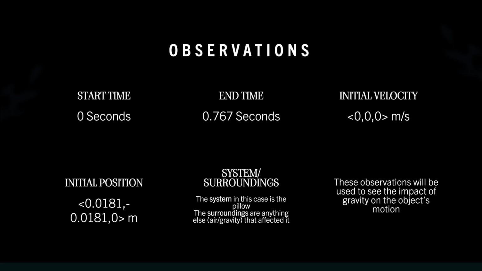Now, here are the observations that I used to tweak the code model. Start time 0 seconds, end time 0.767 seconds. Initial velocity of 0 because it's initially at rest. And the initial position within the tracker was as shown. The system in this case is the pillow, and the surroundings are anything else that affects the movement of the object, which was air and gravity. These observations will be used to see the impact of gravity on the object's motion.